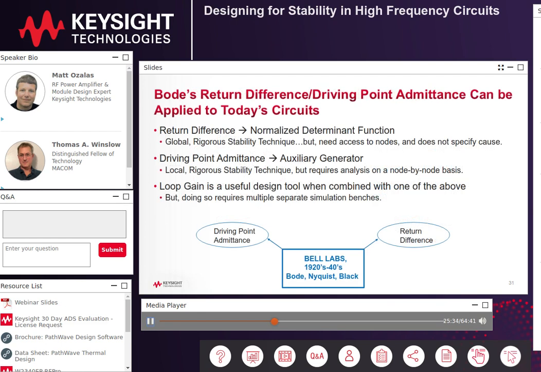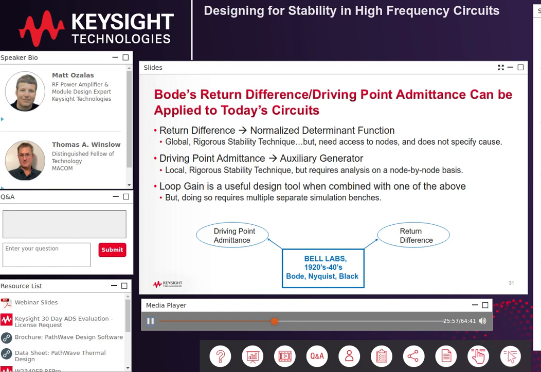So we covered a lot in this section, but in summary, the fundamental concepts from Bode's era can be adapted to modern times. Return difference can be applied to complex networks using the normalized determinant function. This is global and rigorous, but you need access to the intrinsic source, which can be a problem if you didn't create your own model. And despite its rigor, NDF really gives no indication for the cause of instability.